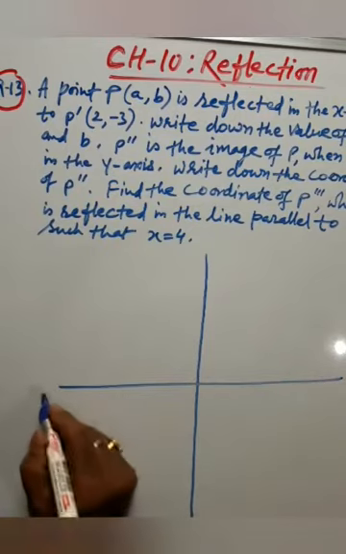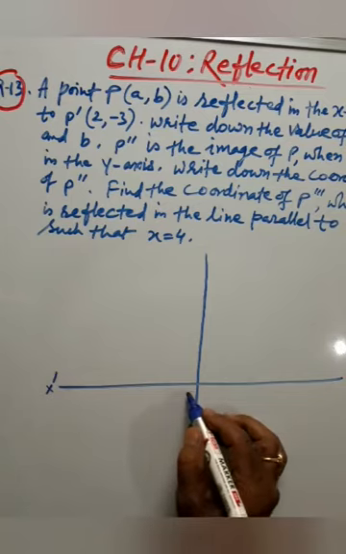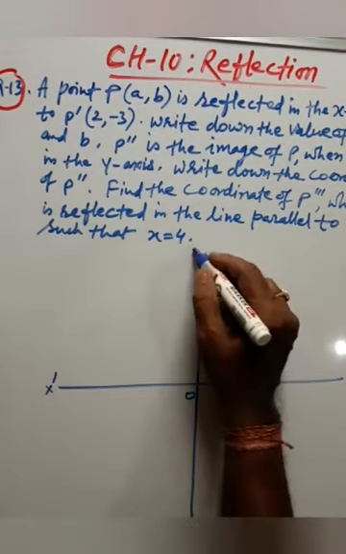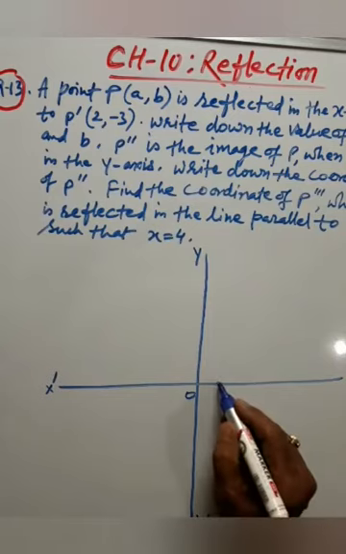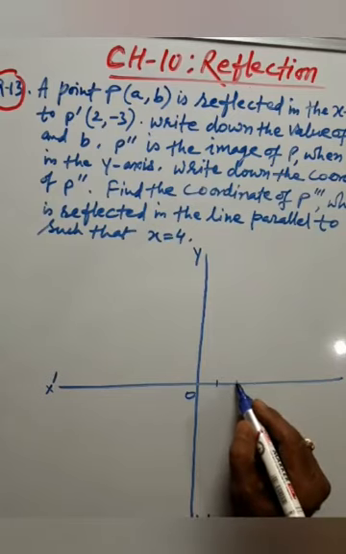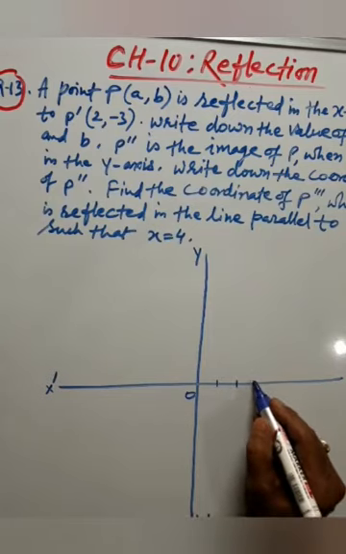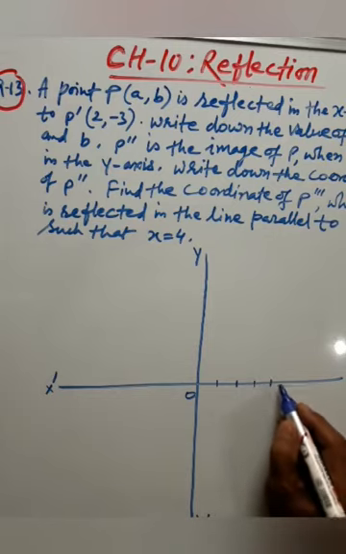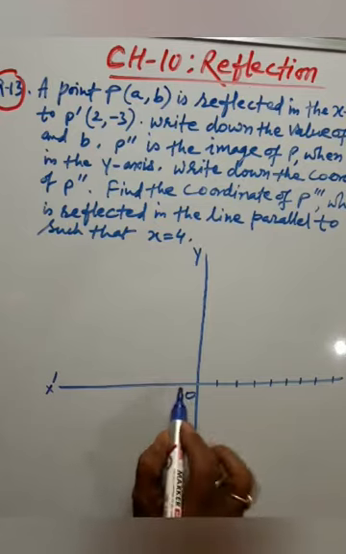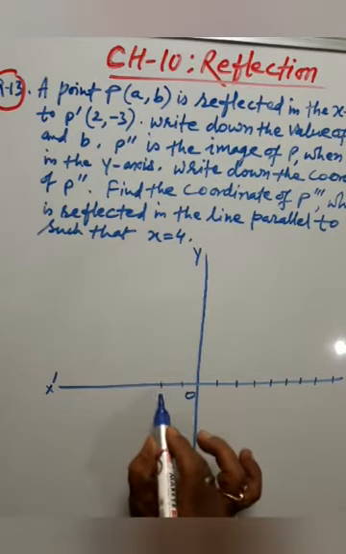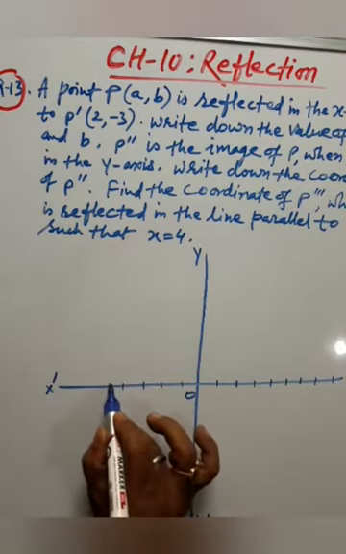So let it be x and x dash, the point of intersection is 0, here y and y dash. Okay, and then we do the marking on the x axis: 1 2 3 4 5 6 7 like this, and on the left side it is minus 1 minus 2 minus 3. Okay, it will be like that.